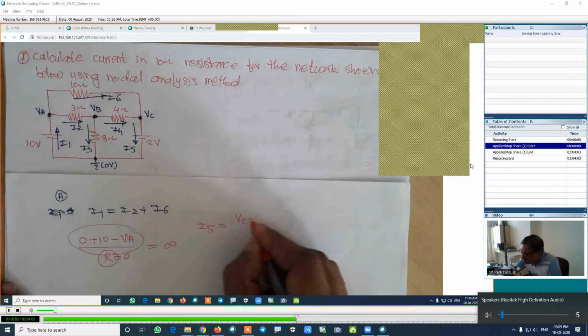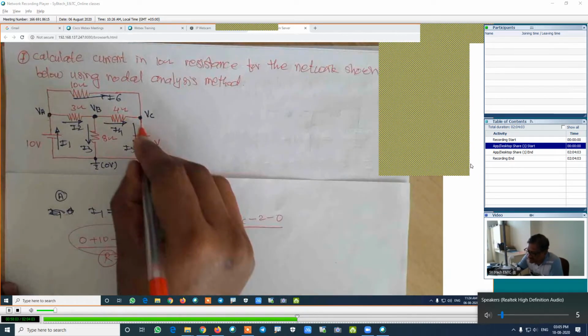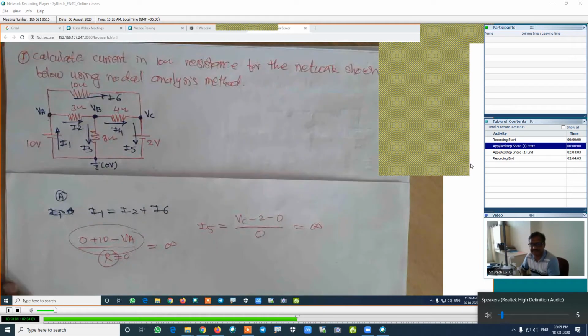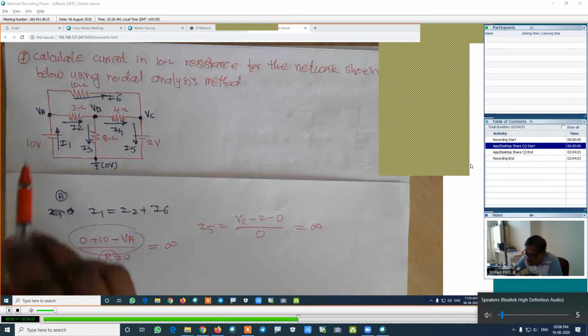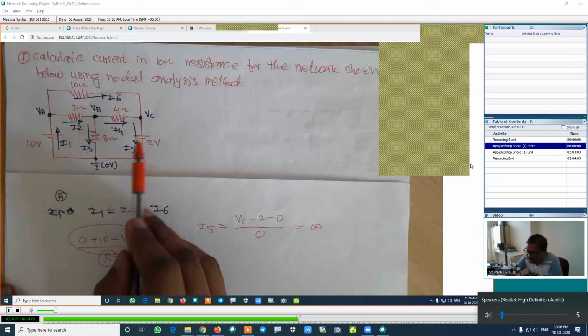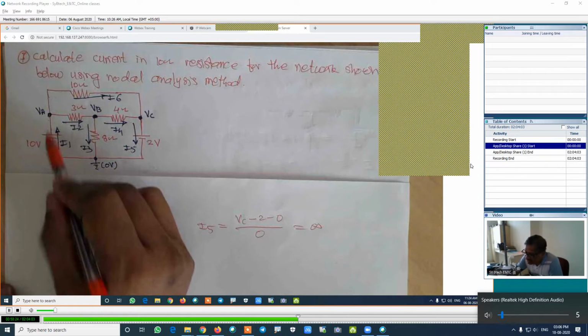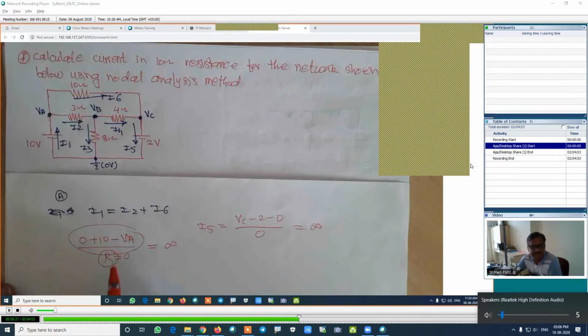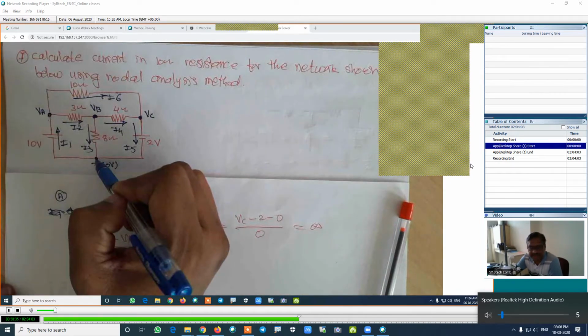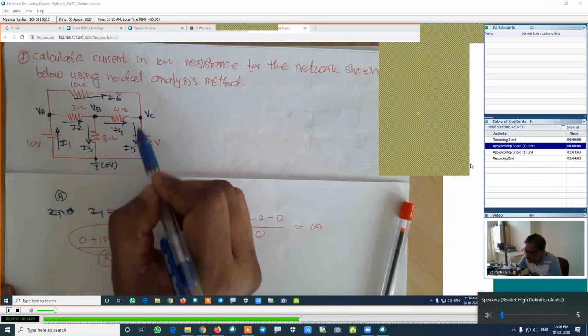Similarly, when we try to calculate the current I5, how is the equation? VC minus 2 minus 0 divided by its resistance, and the resistance of this I5 branch is 0, so again its current will come infinite. Look at this problem carefully. And how is the solution? Whenever we have a source in the branch and zero resistance in that branch, we have such difficulty.